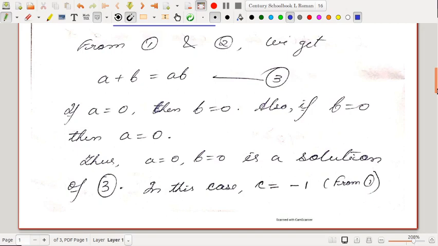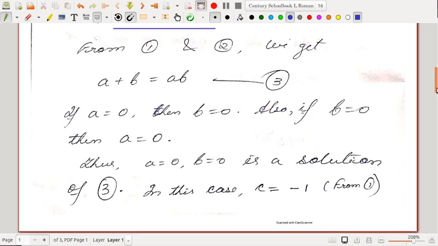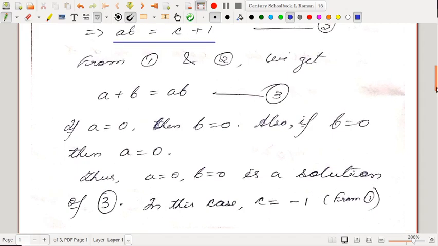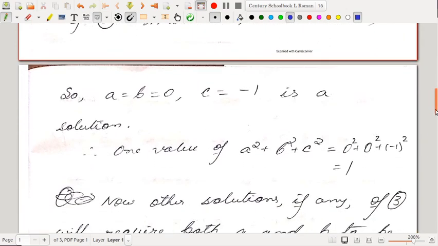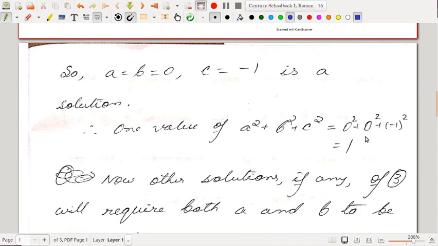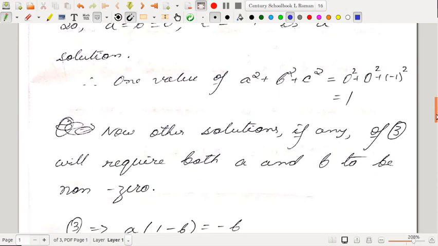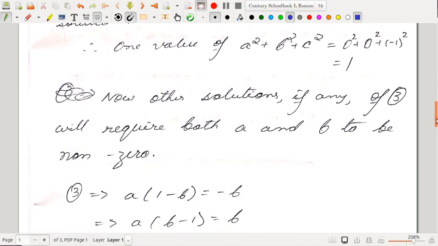So we have already got one solution, that is a equal to 0, b equal to 0. In this case, from relation 1 we get c equal to minus 1. So one possible value of a square plus b square plus c square is 0 square plus 0 square plus minus 1 square, that is equal to 1. Now we need to find if there are any other solutions.